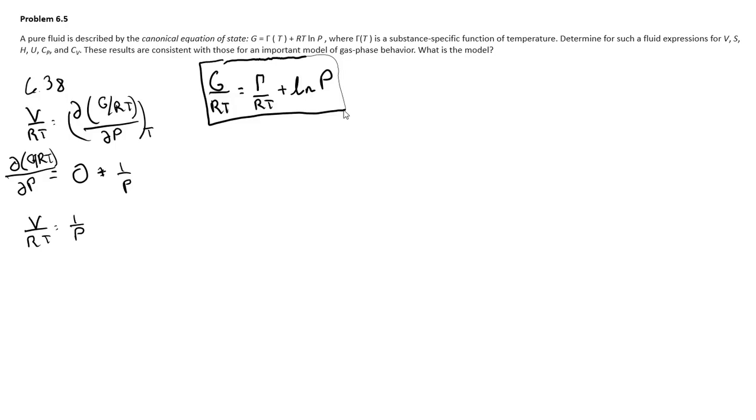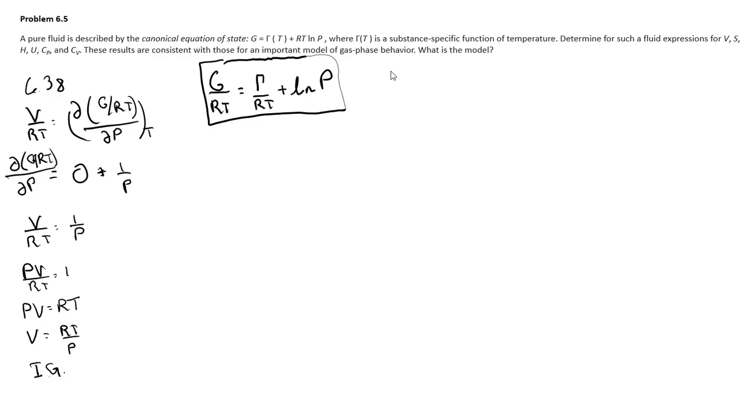And we can rearrange this several different ways. We can say PV over RT is equal to 1, or PV equals RT. Or if we want to solve for volume, V is equal to RT over P. And that, of course, is the ideal gas model. And so that is the answer to this question. Hopefully everything else we're going to get in this derivation is going to be consistent with an ideal gas, what we've seen in chapters 3 and 5 as well. All right. So that's how we solve for the volume.